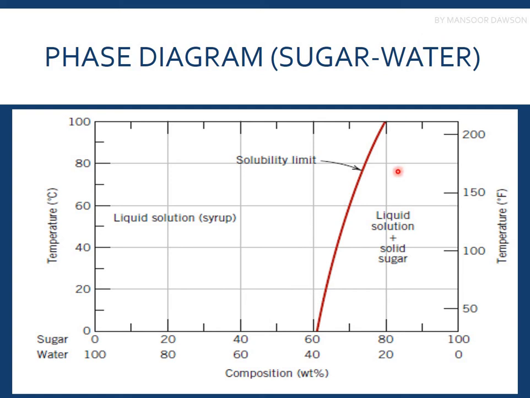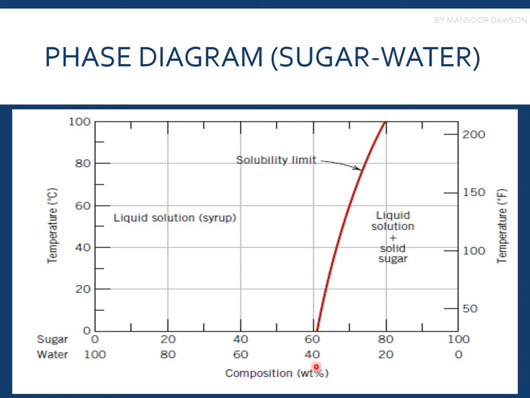So we can find out from this diagram that, for example, at 40 degrees Celsius, around 68% sugar can be dissolved in water, and after that we increase the temperature. You can see that the solubility limit of sugar is increasing. However, the maximum of 80% of the sugar can be dissolved.